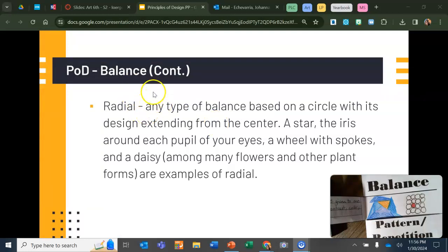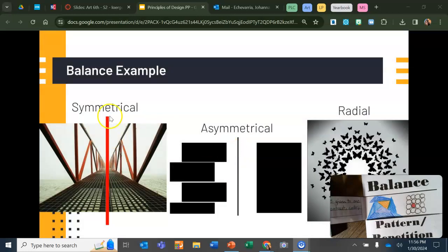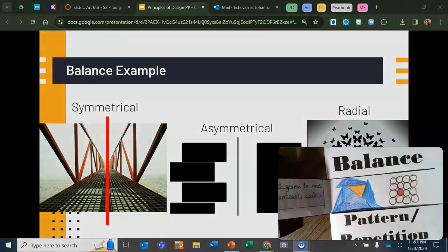Radial design, any type of balance based on a circle with its design extending from the center. A star, the iris around each pupil of your eye, a wheel with spokes, and a daisy among many flowers and other plant forms are examples of this. So symmetrical, if I were to fold this in half, it's exactly the same on both sides. Asymmetrical, here's one side of the artwork, here's the other. They're not the same, but they take up the same amount of space. And then radial, it's exactly the same no matter which way I go.